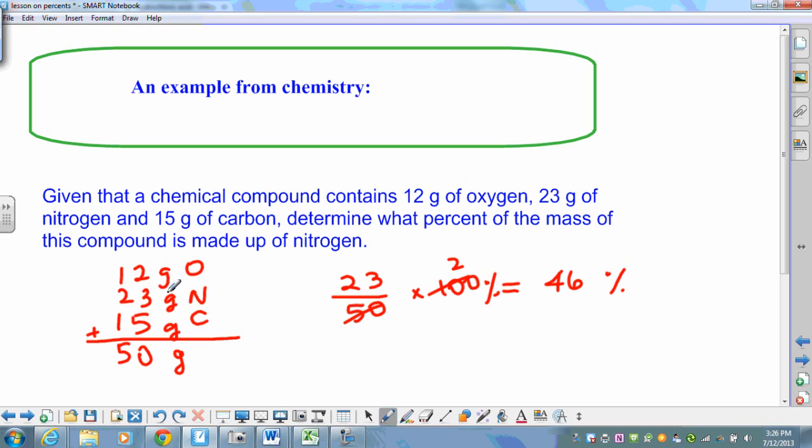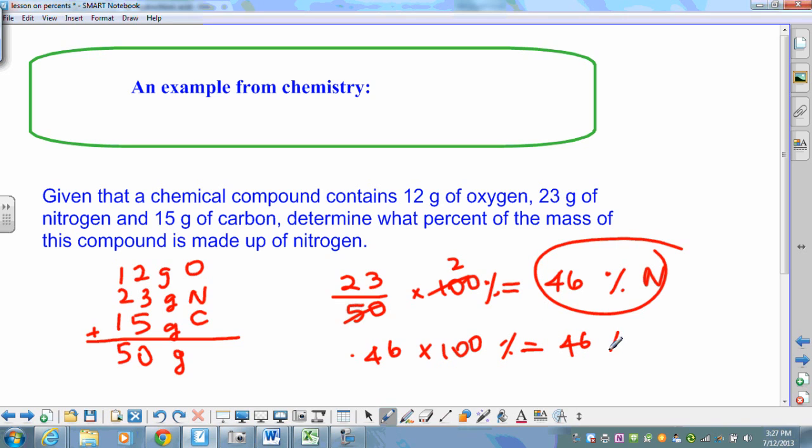Again, we took the fraction of the given part to the grand total, multiplied by 100. That gives you the percentage of the given portion in the entire quantity. So that means there is 46% nitrogen in this compound. And if you did it the other way, first do 23 divided by 50, then you will get 0.46, and then multiply it by 100, and that will give you the answer as a percent, which will still be 46%.